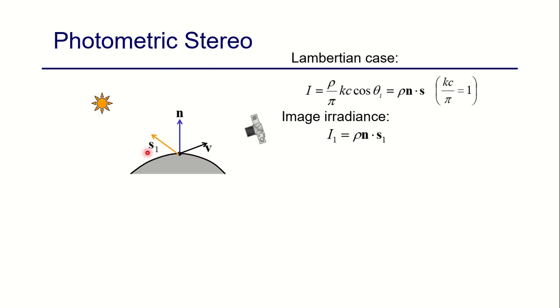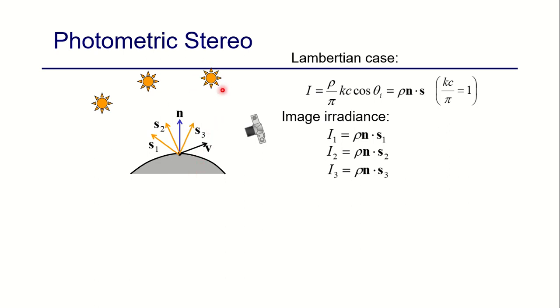So the first, I1, is these two vectors, rho n dot s1. Then the light at this position is switched on. Then for I2, the light position is here, and when this light is switched on, again you capture an image. So I2 will be equal to rho into n dot s2, at this angle.